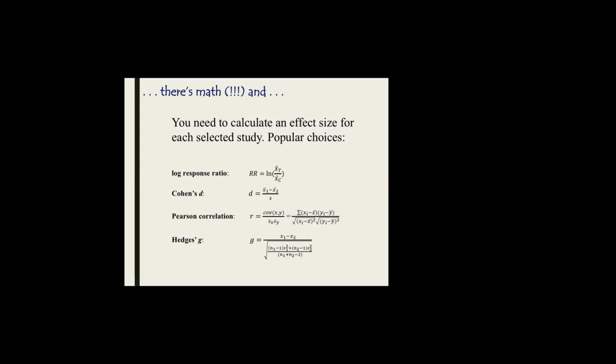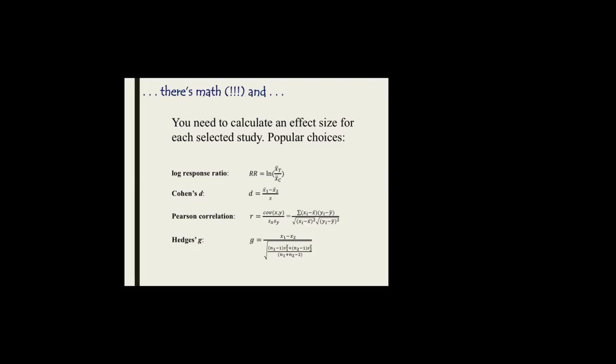The top one, the response ratio, really is just the mean treatment effect divided by the mean control effect, and then you take the natural log of that. That's the entire thing. There's nothing more complicated than that. You will note, though, that it doesn't include anything about variation. It is simply the means.